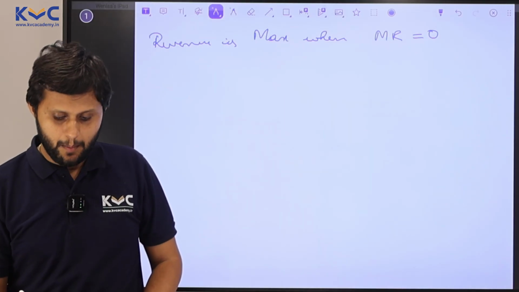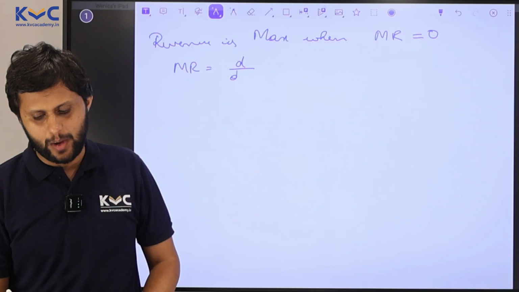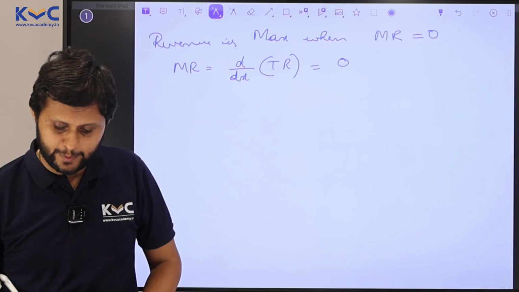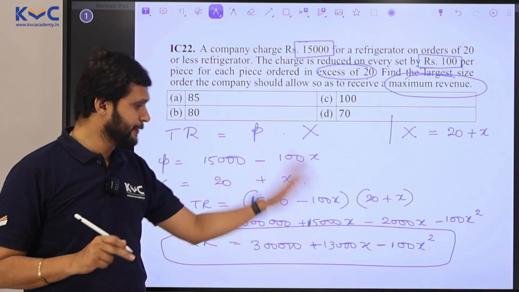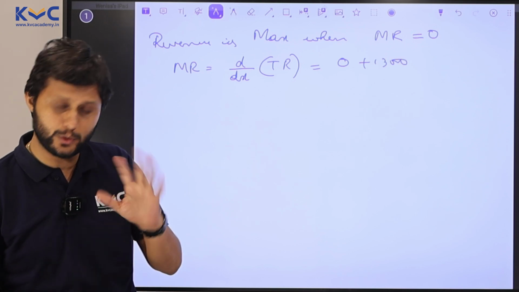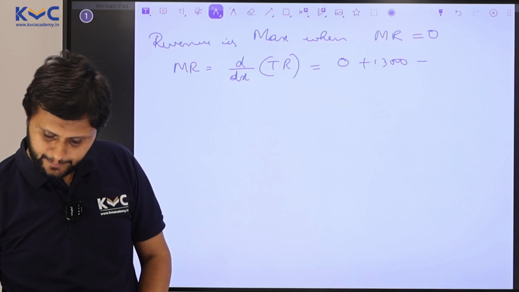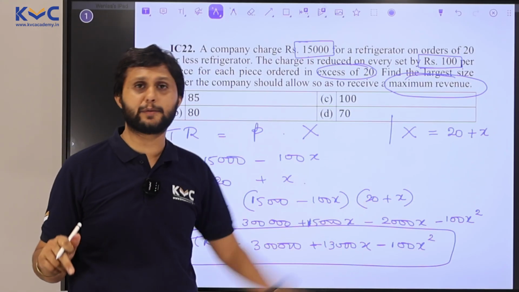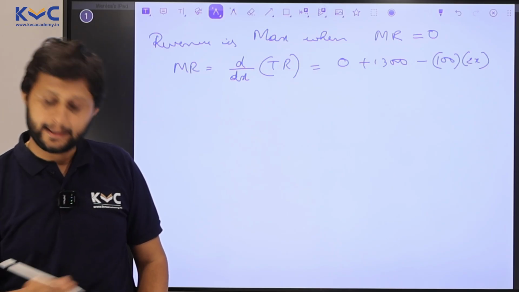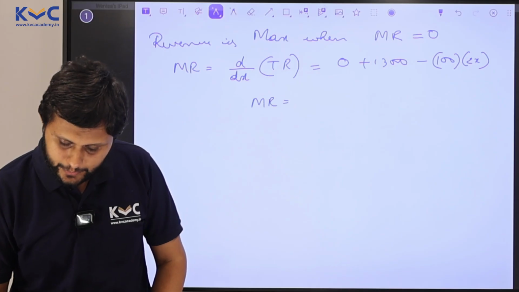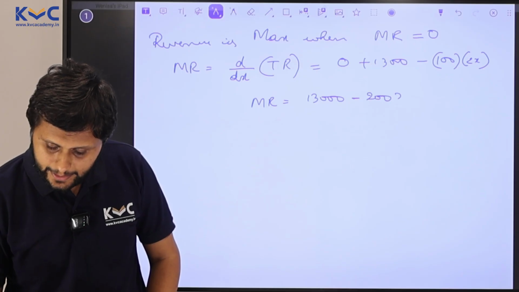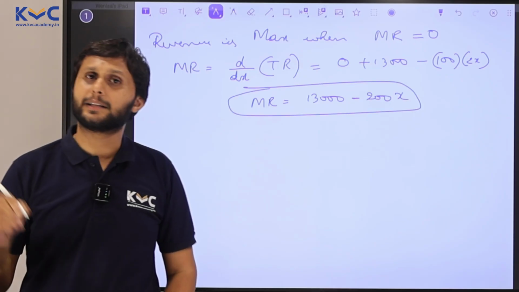We have total revenue. Marginal revenue is equal to the differentiated value of total revenue, which is equal to, it was 3 lakh, right? Differentiation of 3 lakh is 0. Differentiation of 13,000x is plus 13,000. Then we have minus 100x square. Differentiation of x square is 2x. So we have 100 into 2x. Correct. Then we have marginal revenue equal to 13,000 minus 200x. We got this marginal revenue.